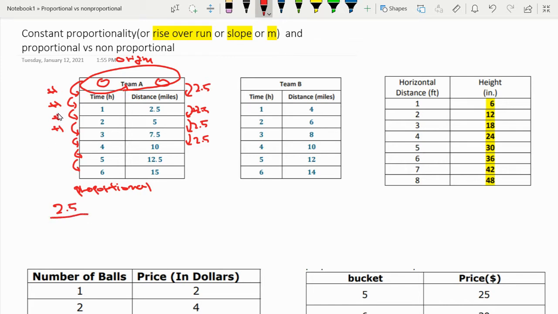over, it's been adding 1. So 2.5 over 1, which is 2.5. My slope is 2.5. My rise over run is 2.5. All right, moving on to this guy.